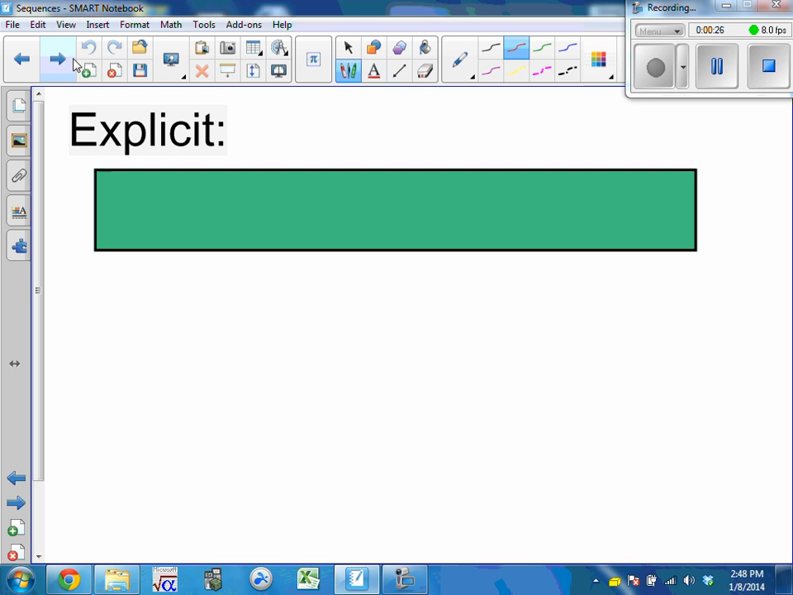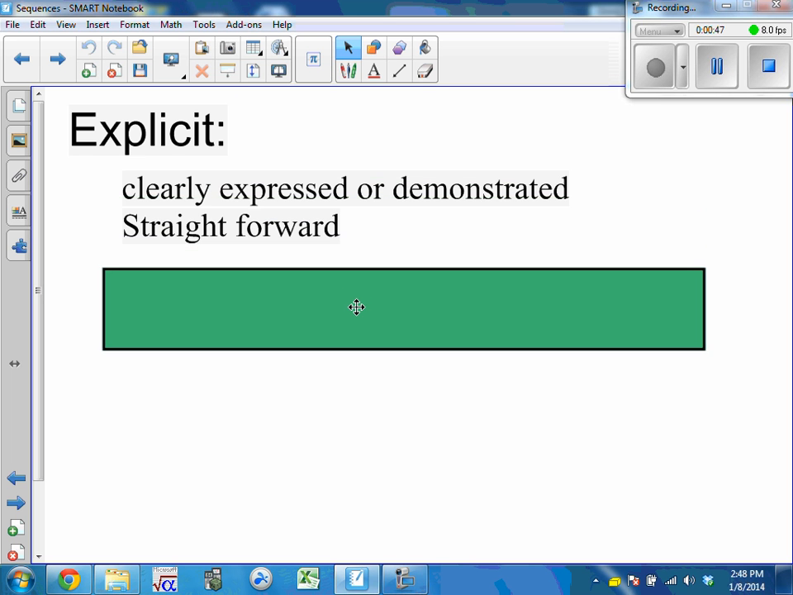First, let's talk about what it means to be explicit, what the word means. Now, usually when you hear explicit, you're going to think bad language, swearing, curse, that kind of stuff. That's not what explicit means. Here's the definition of explicit: something that is clearly expressed or demonstrated, something that is straightforward.